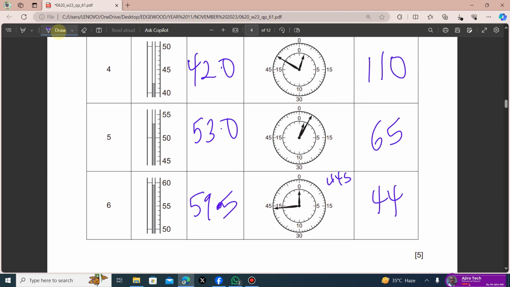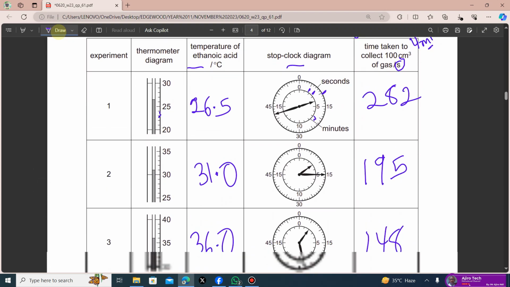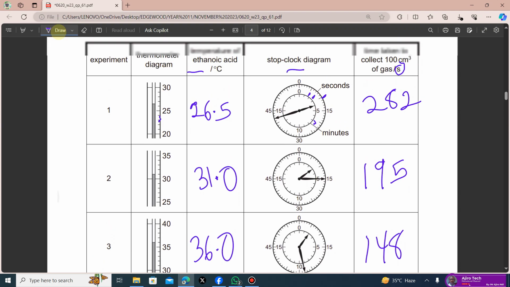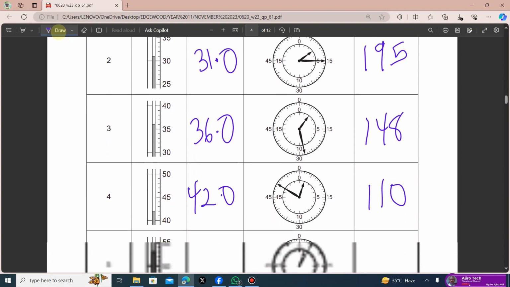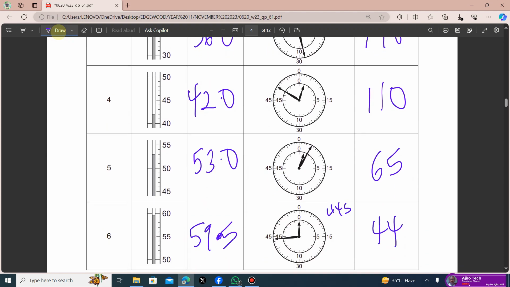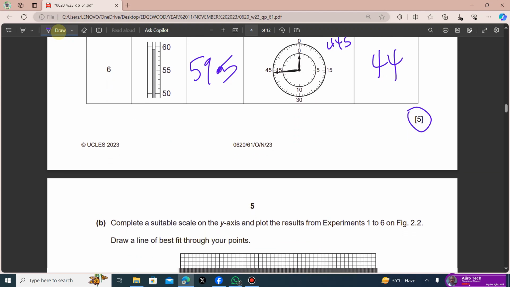What do you notice about these readings? The temperature is uniform in terms of how the values are represented, just one decimal place. And the time taken to collect the gases is also uniform, and that is what earns you the mark. Ensure that your decimal places are uniform and your significant figures are equally uniform to get the full marks allocated for that particular question. And that's all for that.